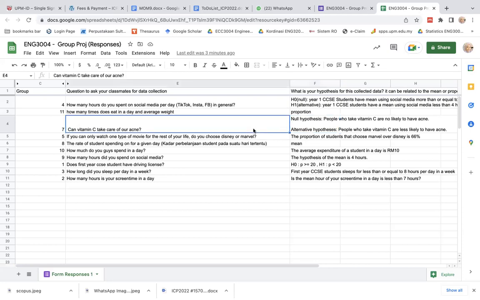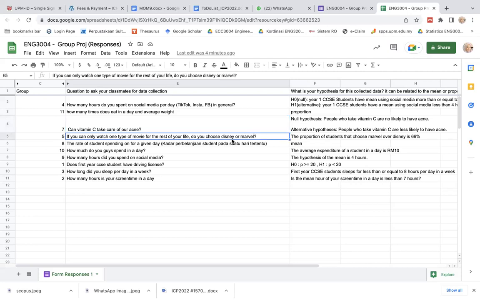So here, this question is not a good question to ask your classmates because it is asking for their opinion. And opinions are not data. Okay, opinions are not data. So what you can change is, do you take vitamin C? Yes or no? If you take vitamin C, do you have acne? So that in that way, you can know the probability of people who don't have acne and also consume vitamin C. So this is another way. You have to rephrase this question. It's not correct. Okay, so group number seven, please discuss this one again.